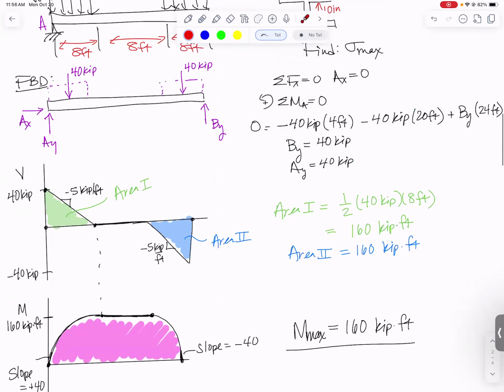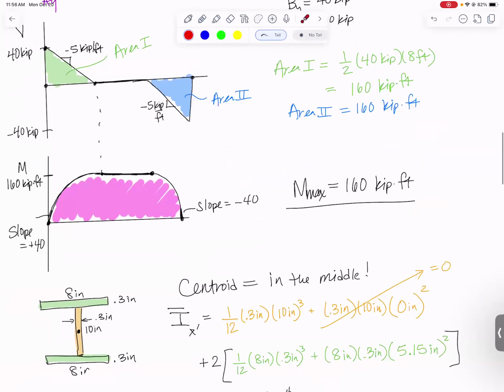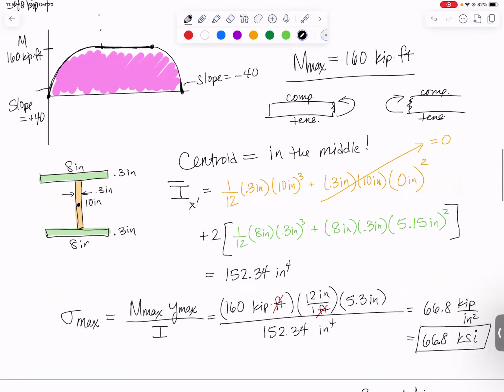Let's figure that out, actually. This is a positive bending moment. Positive bending moment means that if I take my cut edge and I draw the moment on it, positive looks like this. So positive bending moment will always have compression at the top and tension at the bottom. The magnitude, though, of that stress at the top and the bottom will be 66.8 KSI.